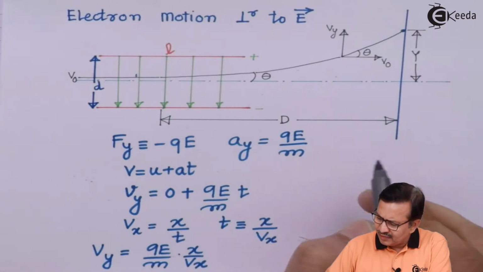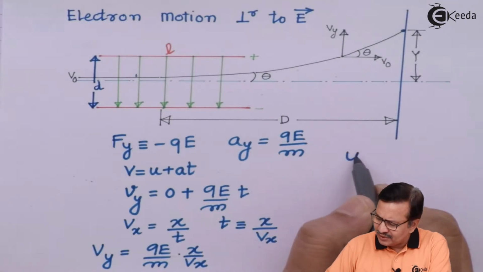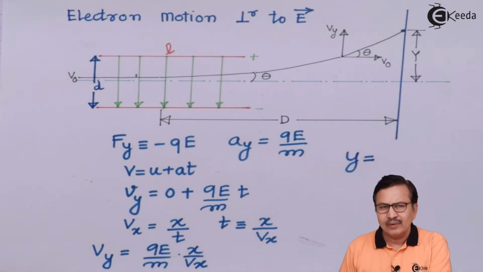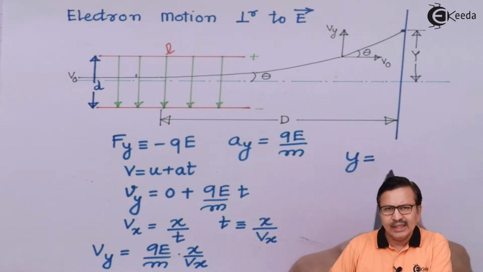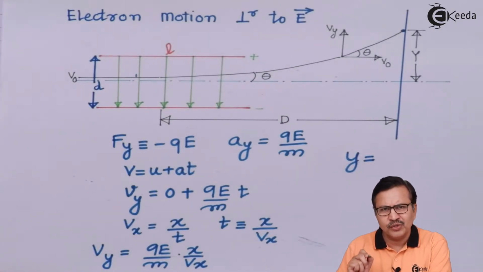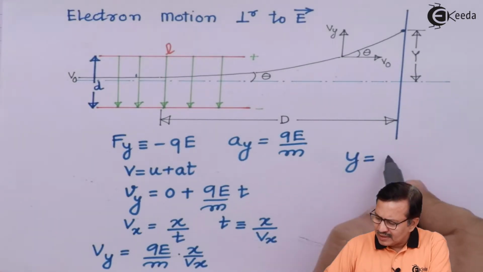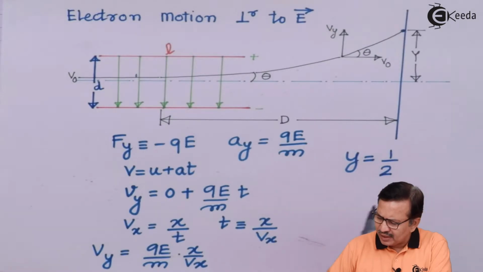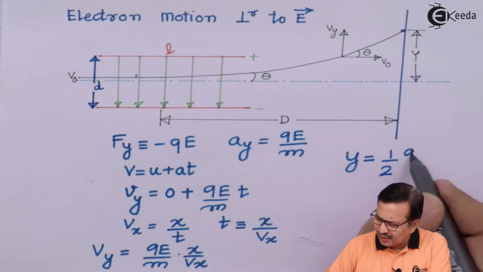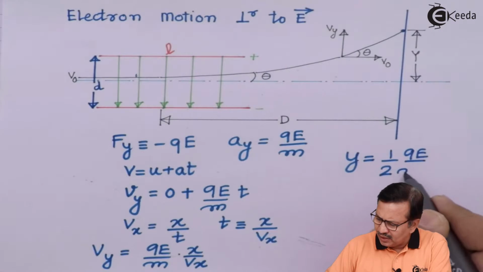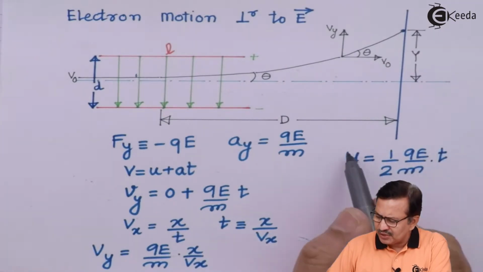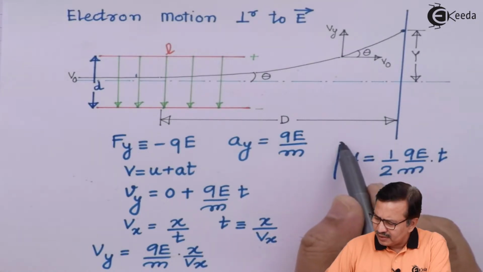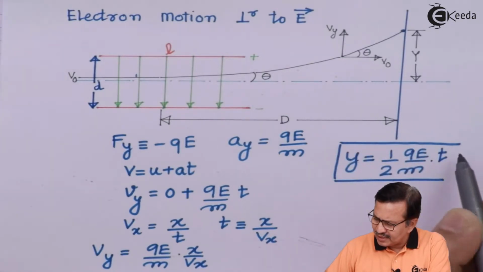So your S in this case is your y, and y will be equal to ut, which is 0 because u, the initial velocity in the y direction, is 0, plus half of at square, where the acceleration is qE upon m, and into t square. So this is the expression for the displacement, which I am simply encircling.